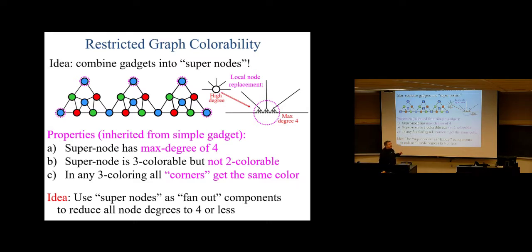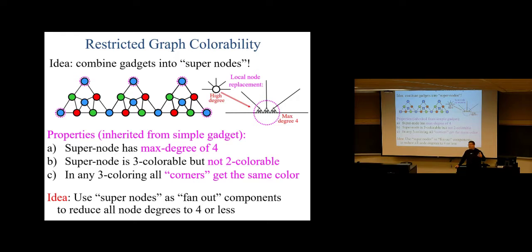So again, what have we done? We're trying to prove that max degree 4 colorability is as hard as any colorable class. How do we do that? Well, by taking higher degrees, reducing them to lower degrees, in a way that preserves colorability constraints. In such a way that the resulting graph, after all these local replacements of high degree nodes by these gadgets, will be 3 colorable if and only if the original graph was 3 colorable.